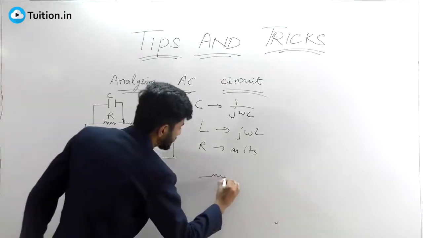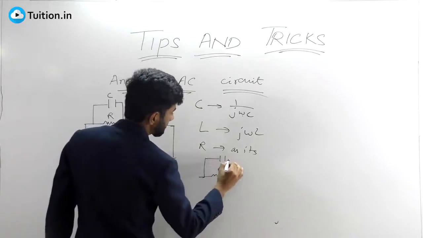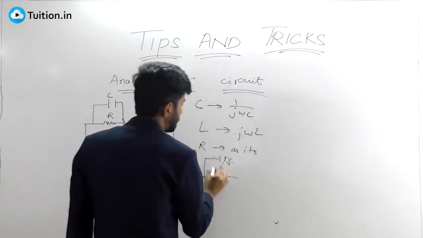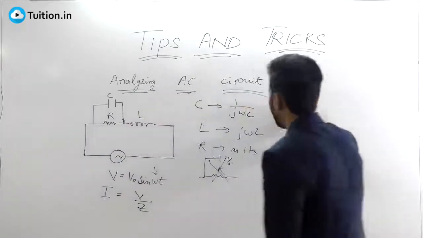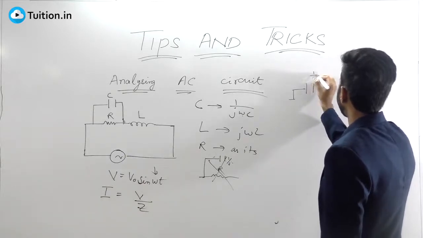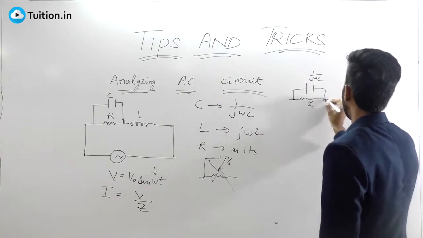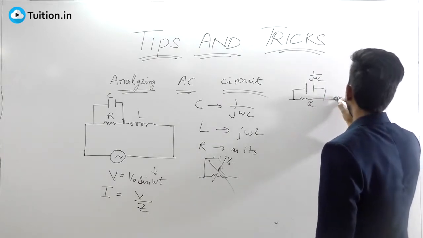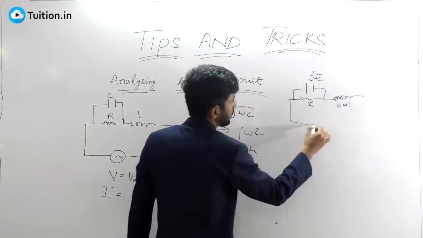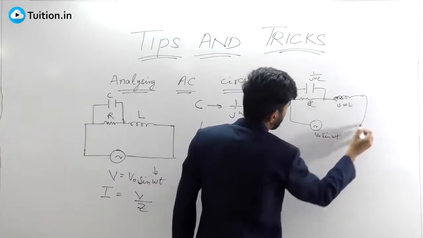You'll have R like this, and then you'll have 1 by j omega C like this. In fact, make them impedances, as I would say, don't even show them as capacitances anymore, right. So you have 1 by j omega C like this, you have R like this, and you have j omega L like this, right. And then you have V naught sine omega t.